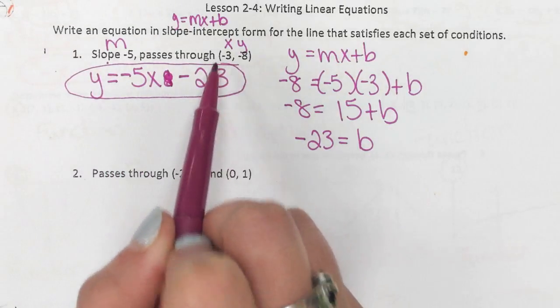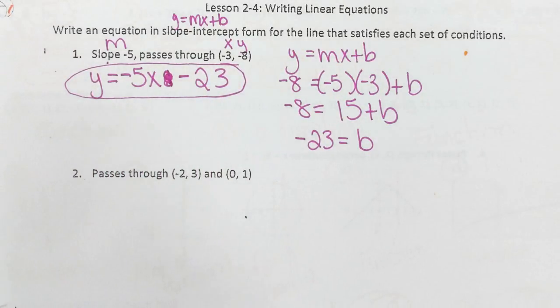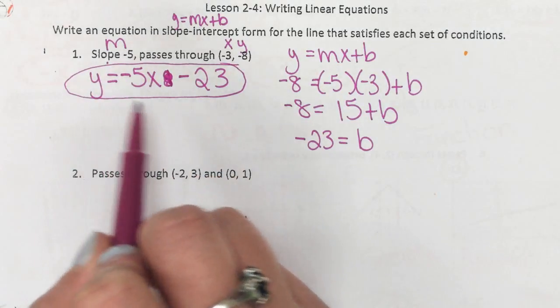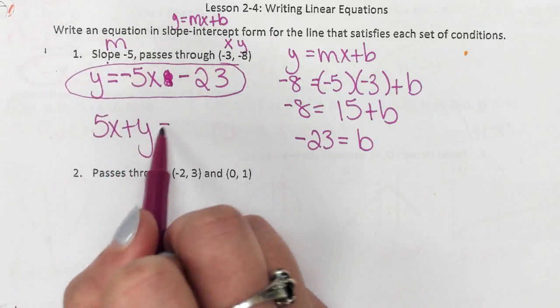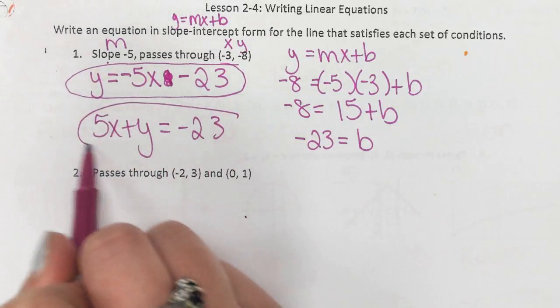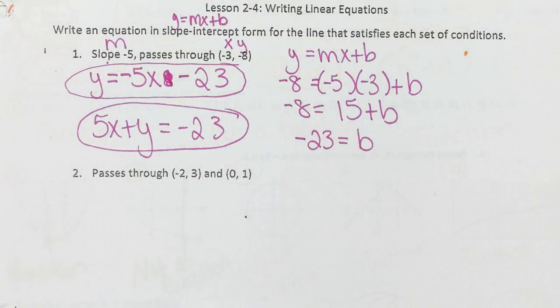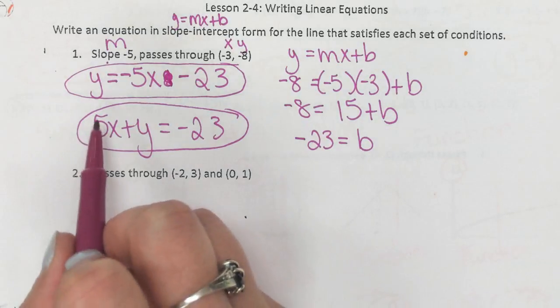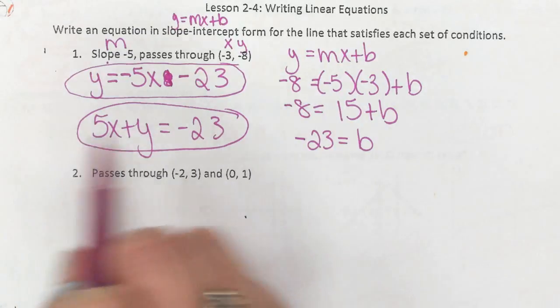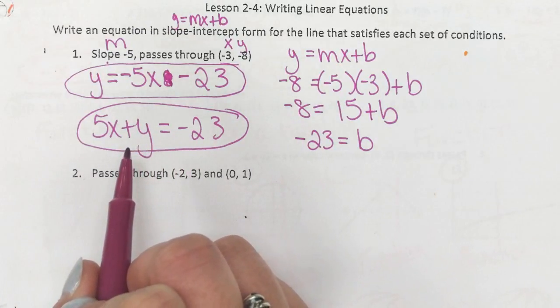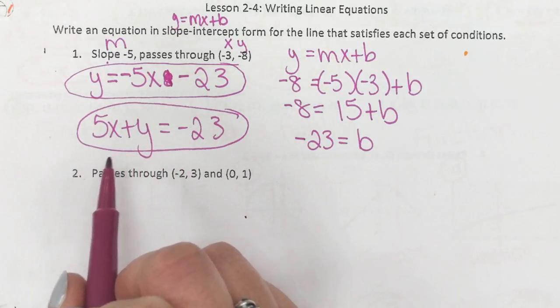I also want you to practice putting it in standard form for your test next week. So what would I do here to put this in standard form? Add the 5x. There you go. So 5x plus y equals negative 23. What were the 3 rules for standard form? No leading negative. The x cannot be negative. Then the next one: no fractions. And the third one: no GCF other than 1.